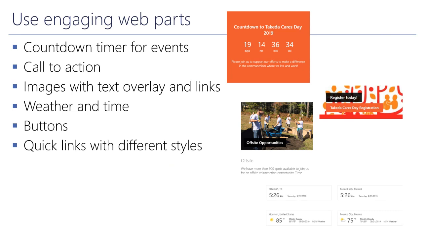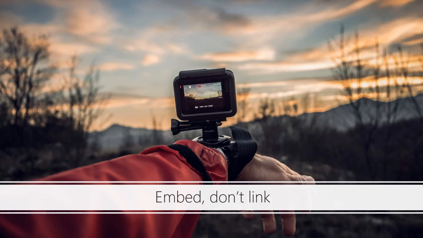Use the weather and time if it makes sense, use buttons, use quick links with different styles. And what people often forget is that you can make an image a link and add text overlaying that image, and that could become a hyperlink or a way of engaging people with content as well. So make sure the web parts are appropriate for your content. Don't use the latest and greatest just because you can. Sure, add flair to your pages, but unlike Office Space, we don't need 36 pieces of flair on everybody's page.